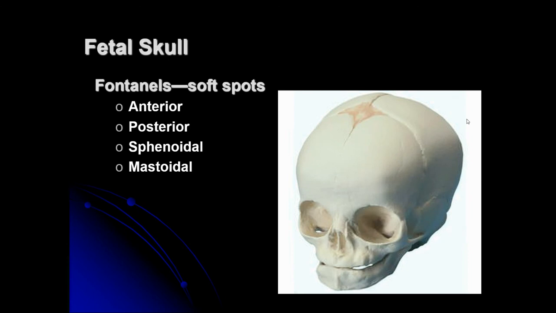It can move. Well, what makes it able to be moved is that the bones have not grown together and interlocked. There are soft spots between these bones. These are called fontanels. And there are 6 of these. There's 1 anterior, 1 posterior, 2 sphenoidals, and 2 mastoidals.